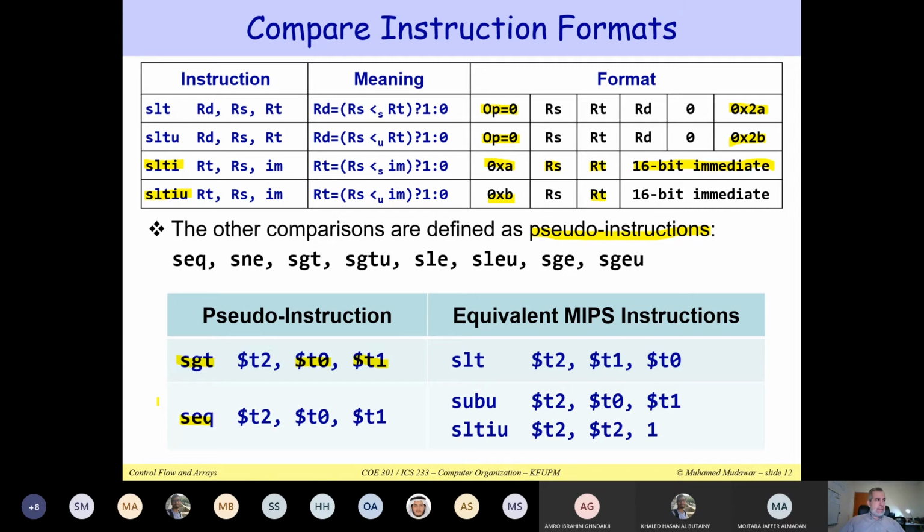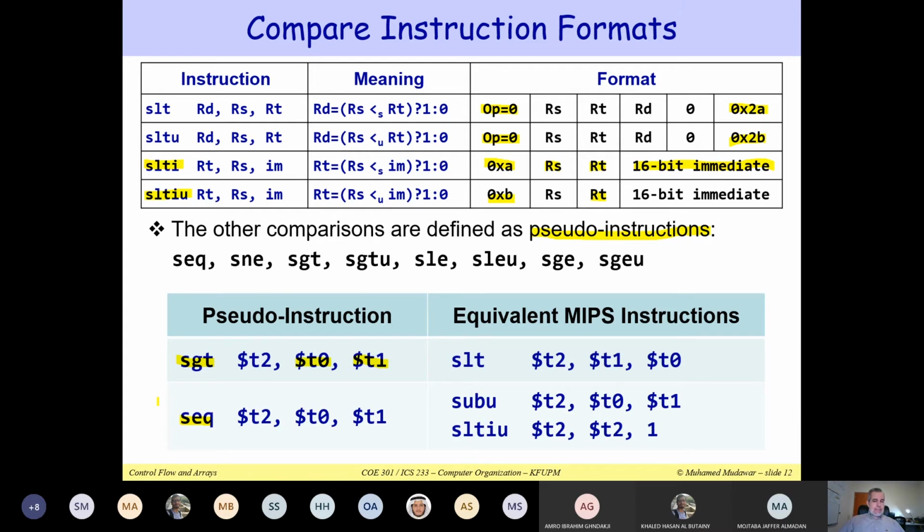And I'm going to use set less than immediate unsigned. Now, there is a difference between set less than immediate and set less than immediate unsigned. I would like to check if T2 is less than 1. Okay.